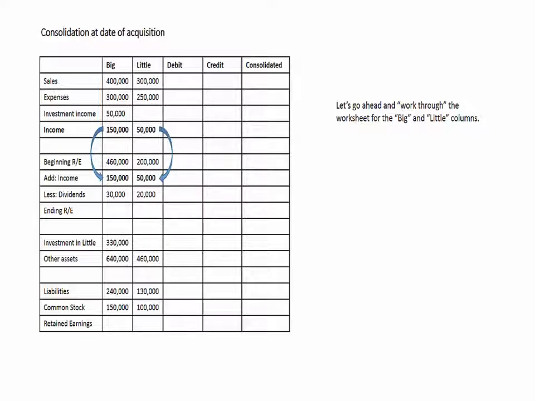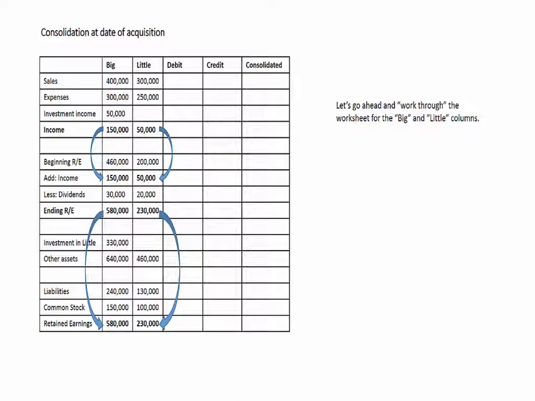We take those income figures and transfer them down to the statement of retained earnings. Again, we're going to work our way down. For Big Company, we have beginning retained earnings of $460,000 plus the income less the dividends equals ending retained earnings of $580,000. Likewise for Little, beginning retained earnings of $200,000 plus income of $50,000 less dividends of $20,000 equals ending retained earnings of $230,000. We take the ending retained earnings figures and transfer those down to the balance sheet as ending retained earnings.